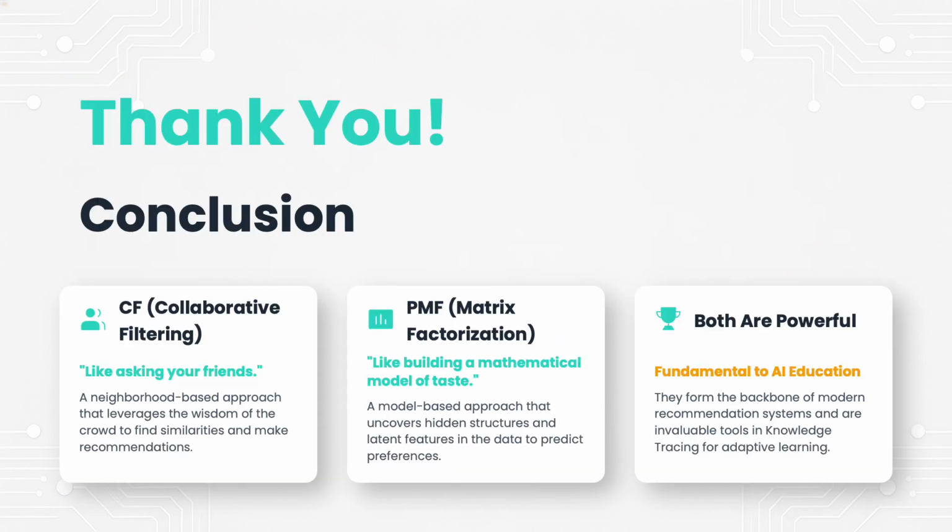So, to recap, collaborative filtering is the intuitive, neighbor-based approach. It's like asking your friends for a recommendation. Probabilistic matrix factorization is the more mathematical, model-based approach. It's like building a sophisticated AI to understand everyone's preferences.